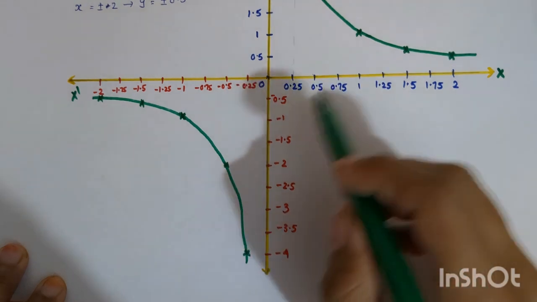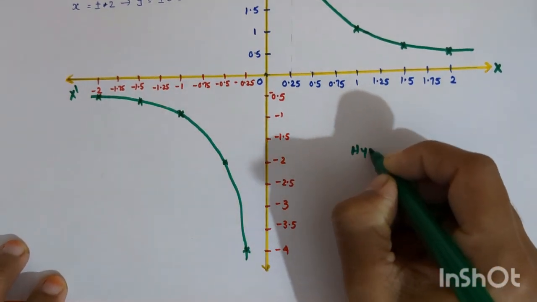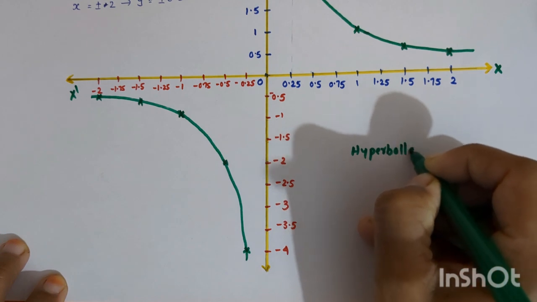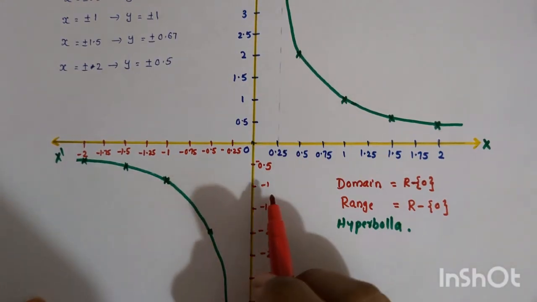Okay, this kind of graph, or this type of graph, is actually called a hyperbola. Okay. Now, what about the domain and range?